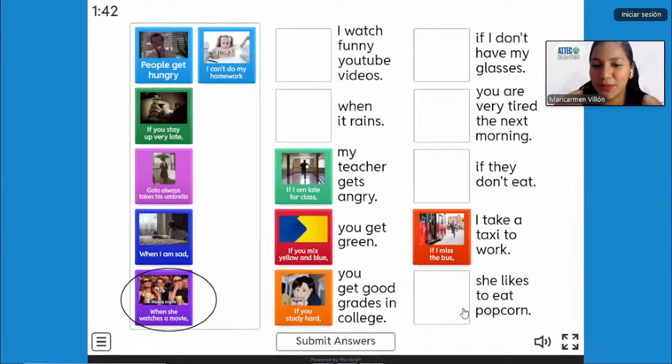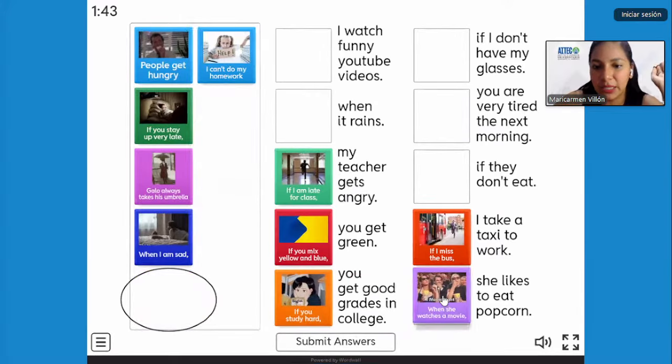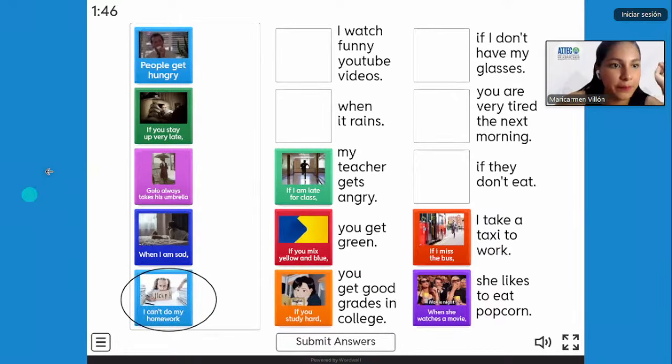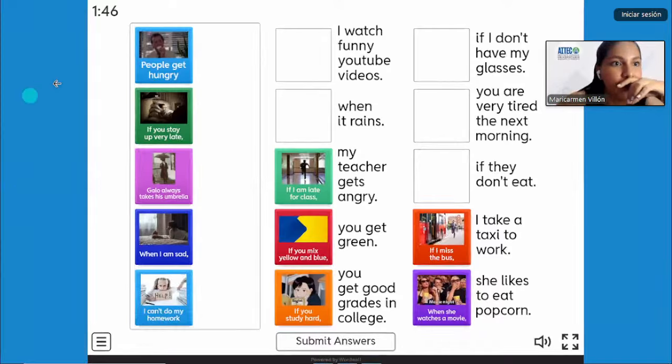Excellent, I like it. Me gusta esa. She likes to eat popcorn. Very good. Okay, let's do another one. Vamos con otra. Veamos esta. People get hungry. This is the condition. What is the result?